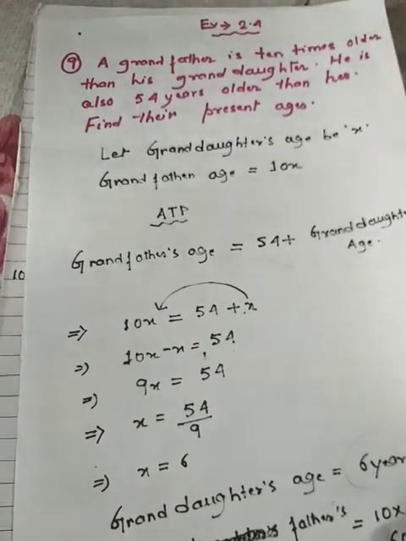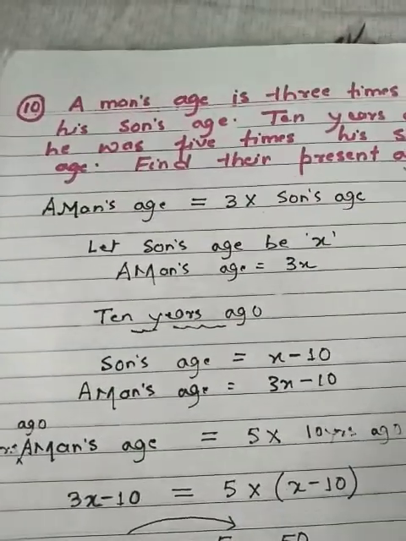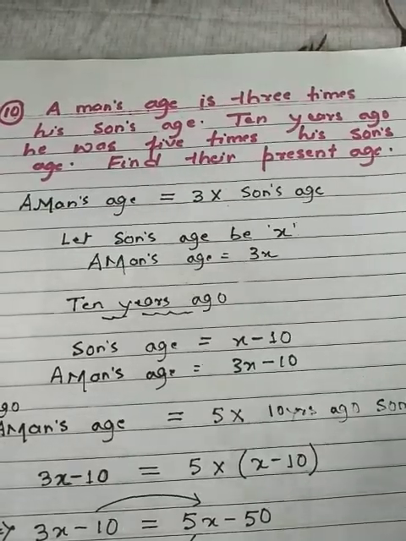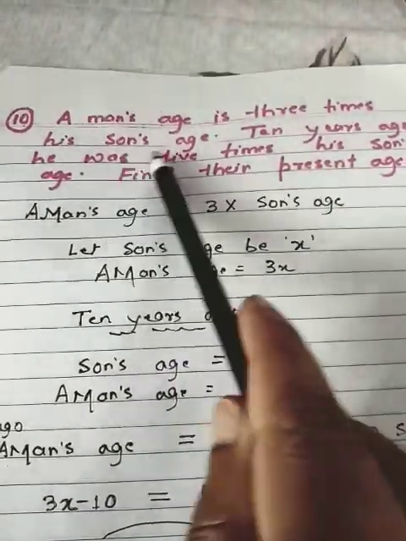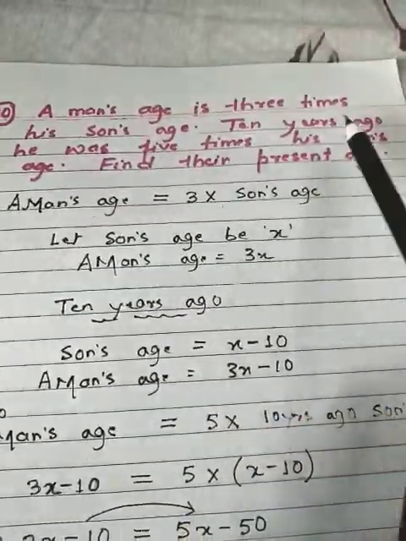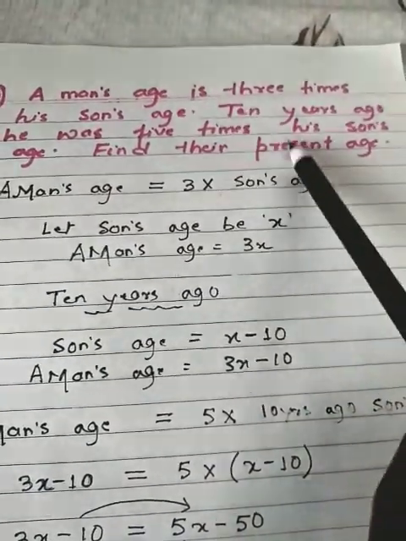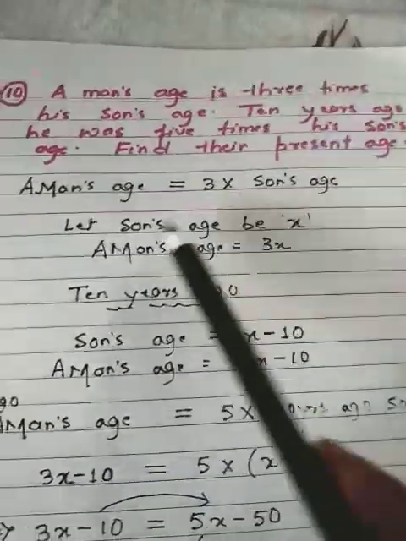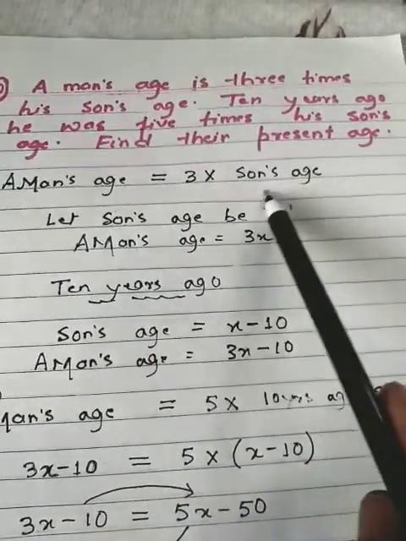Now let's move on to question number 10. Question number 10: a man's age is 3 times his son's age. That is, a man is 3 times older than his son. 10 years ago, he was 5 times his son's age. Find their present ages. So, first of all, we have to let the present ages of the son and the man. See, a man's age is 3 times the son's age.